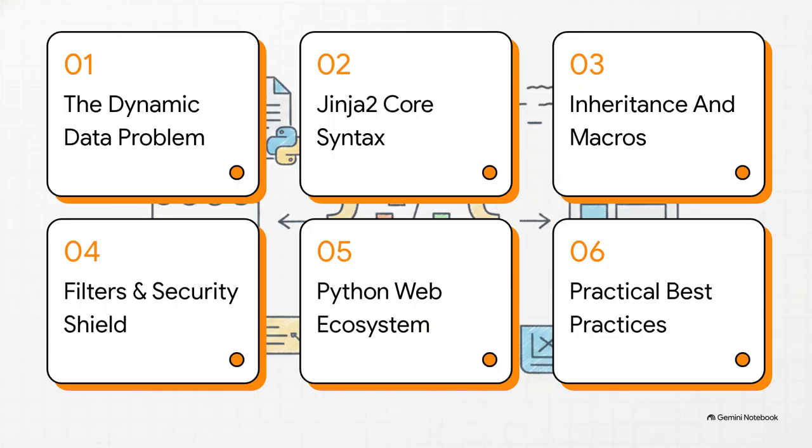So here is our roadmap for today. We'll start with the dynamic data problem. Then we'll cover Jinja2 core syntax, inheritance and macros, filters and the security shield, a look at the Python web ecosystem, and wrap up with some practical best practices.